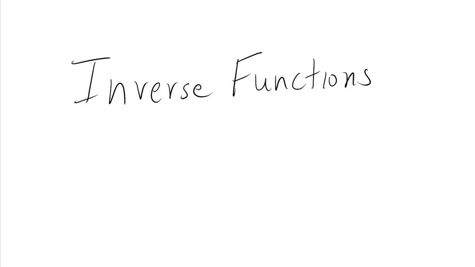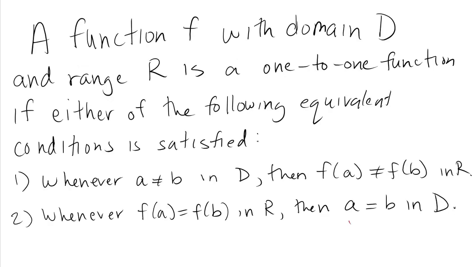Before we can get to the definition of inverse functions, we need an intermediate definition of a one-to-one function. A function f with domain D and range R is a one-to-one function if either of the following equivalent conditions is satisfied. Either when a and b are different in the domain, then f of a and f of b are different in the range. Or whenever f of a and f of b are equal in the range, then a must have been equal to b in the domain.